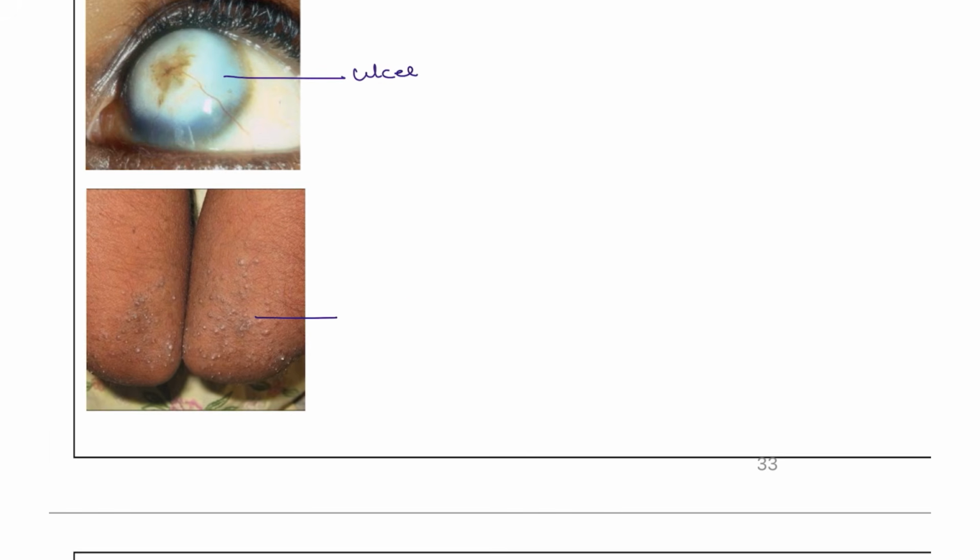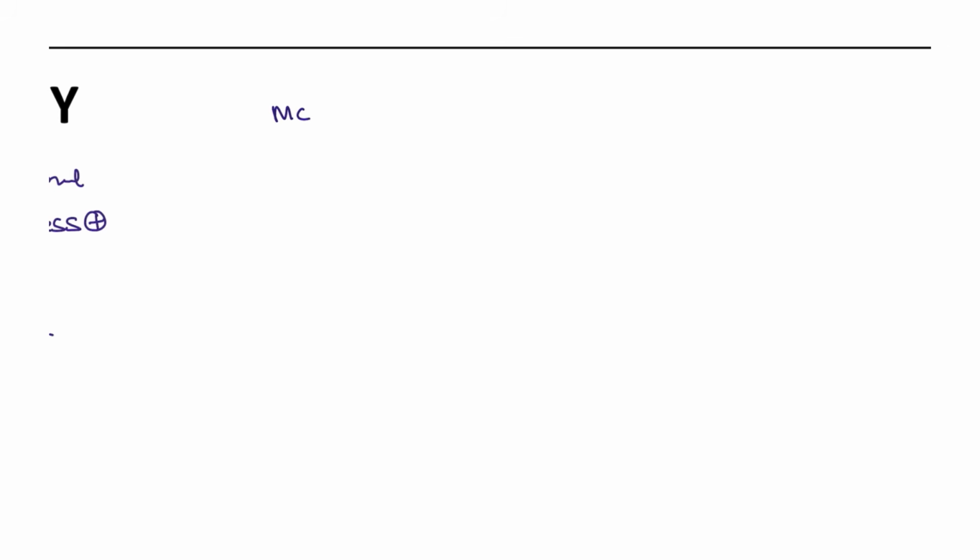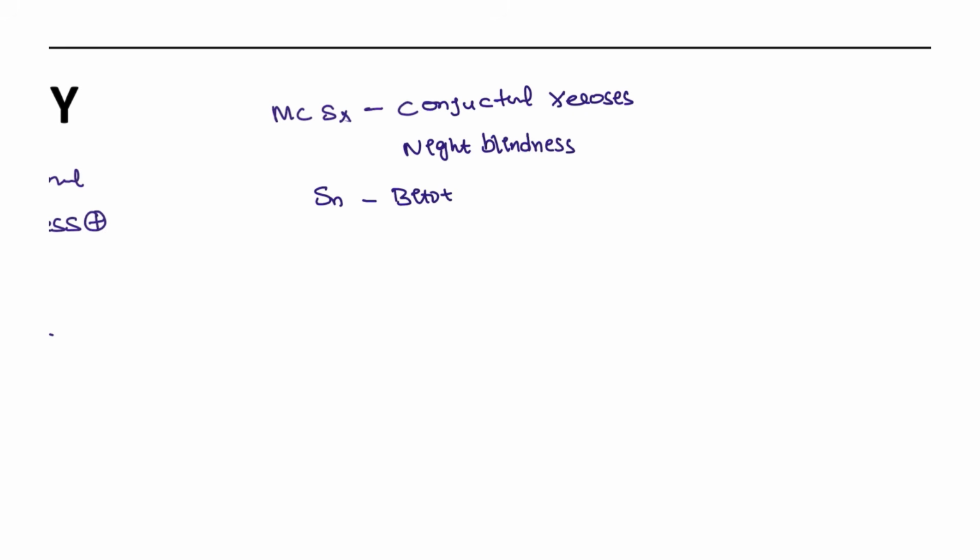Let's see the images first. This is the follicular dermatitis or pyrenoderma. So let's see the features first. Most common symptom: the patient will be telling us about the corneal xerosis, conjunctival xerosis, dryness. Patient is going to tell us about the dryness and night blindness. Next, sign. The most common sign will be Bitot spot. The patient will be having the Bitot spot.